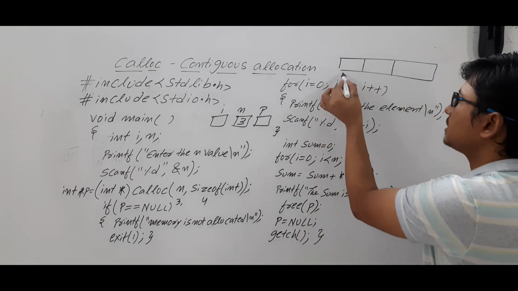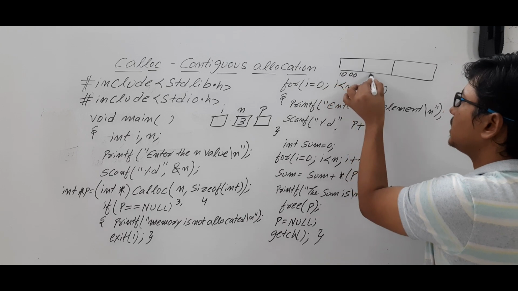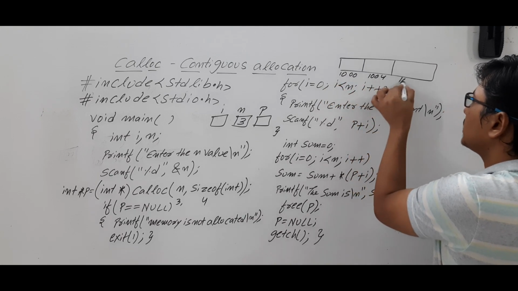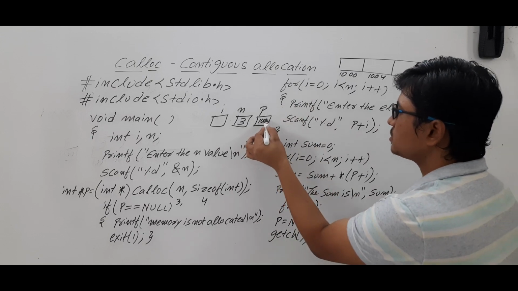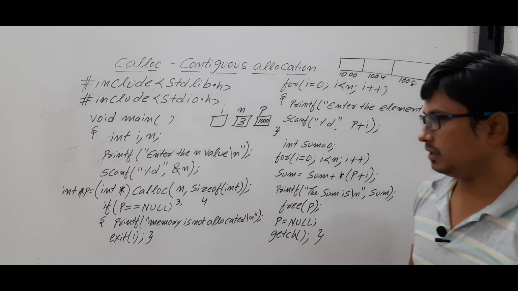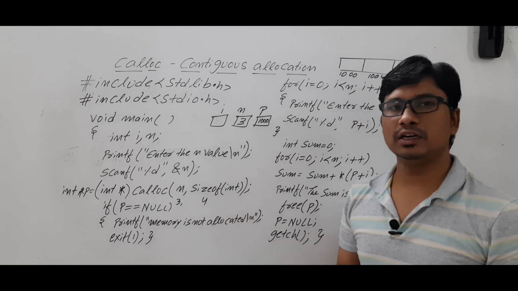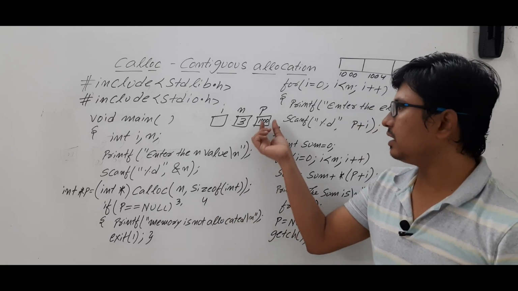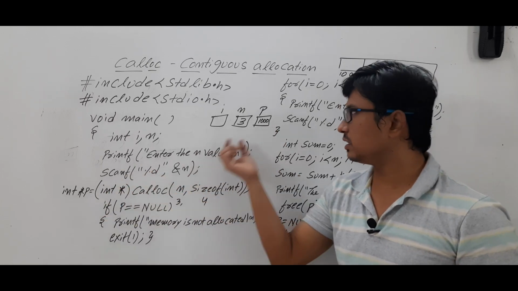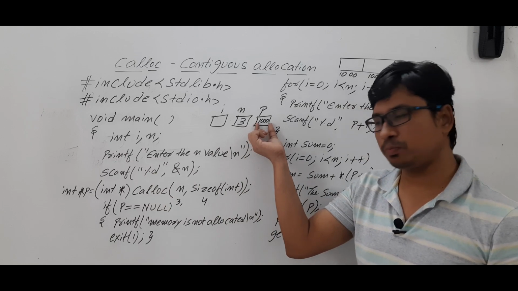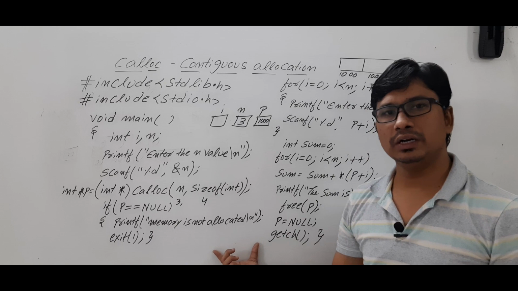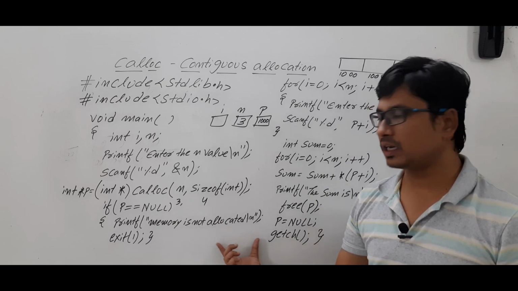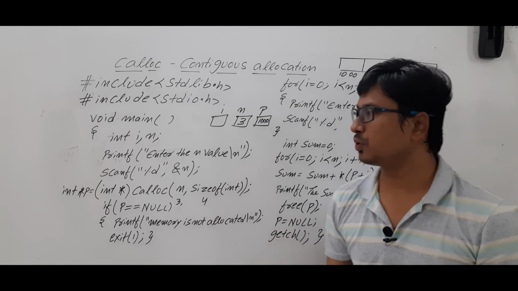Let's take that the base address is 1000, then the next one will be 1004, next will be 1008. That base address, the starting address 1000, will be stored in the pointer p. If the memory is not allocated due to some issue, the null value will be written by this function and it will be stored in the pointer p. So that's why you are checking if p is equal to null, you are displaying an output as memory is not allocated and you exit from the program.